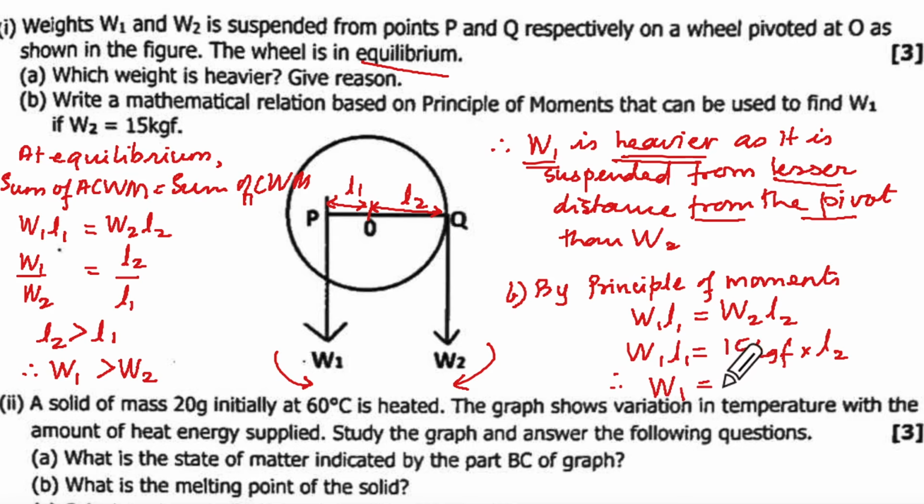W1 is equal to L2 upon L1 multiplied by 15. I'll put the bracket here because this is looking as though it's in the denominator. I cannot write anything more. They should have given some numbers here, then we could have calculated. Okay?